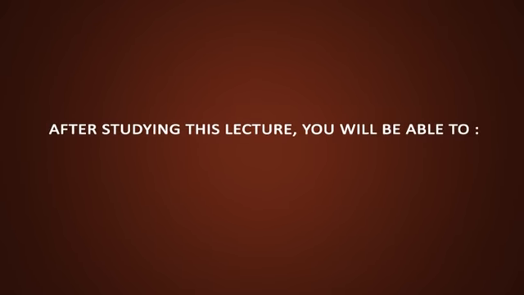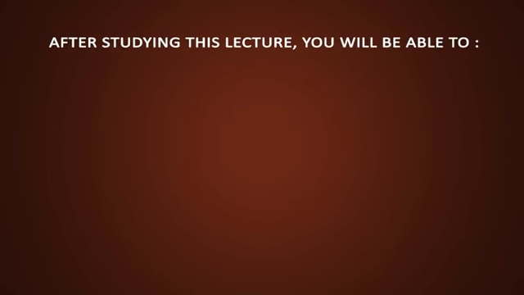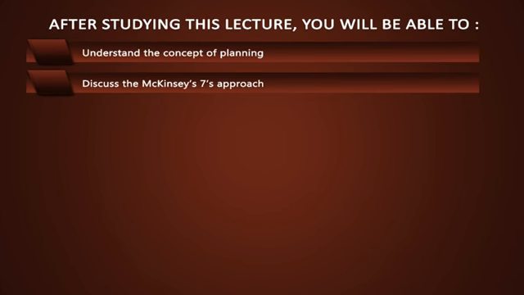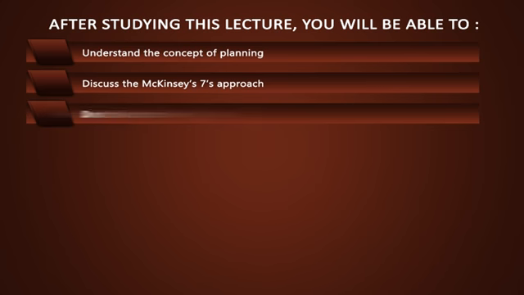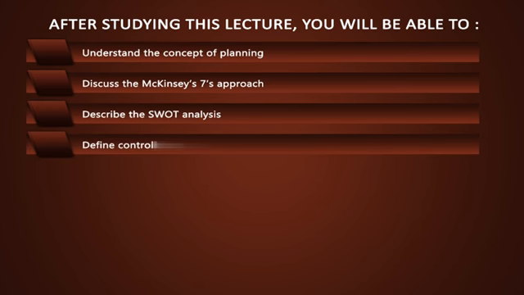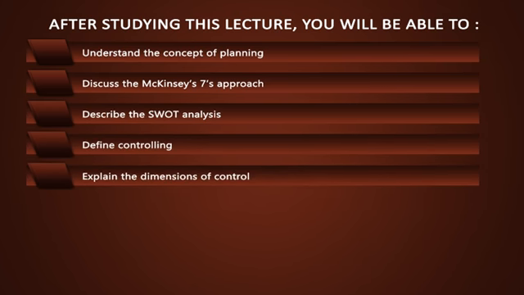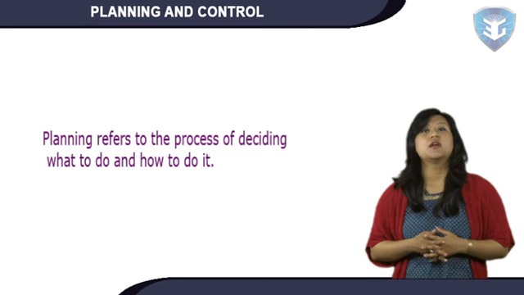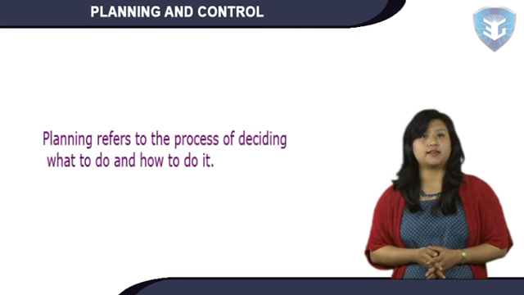And after this lecture, we will be able to learn the following objectives. Understand the concept of planning, discuss the McKinsey's 7S approach, describe the SWOT analysis, define controlling, explain the dimensions of control, describe the management by objectives. Let's start with the concept of planning and control.